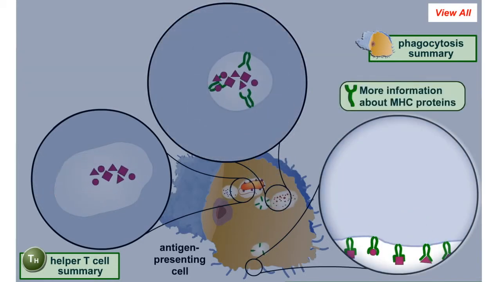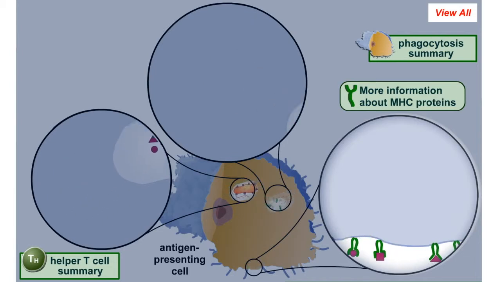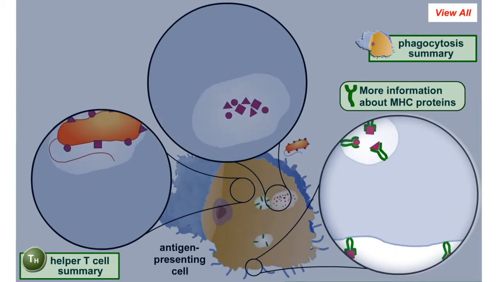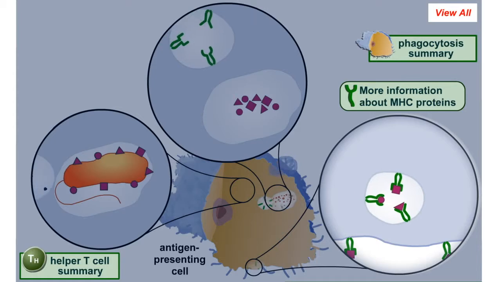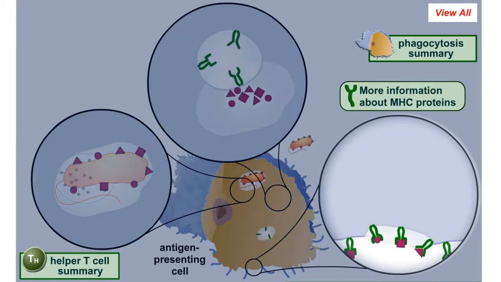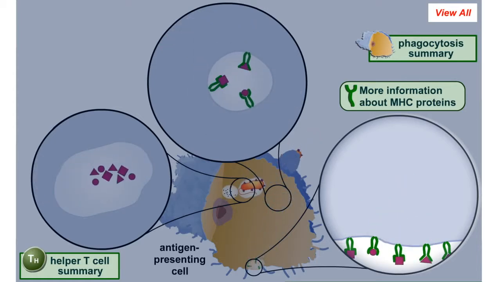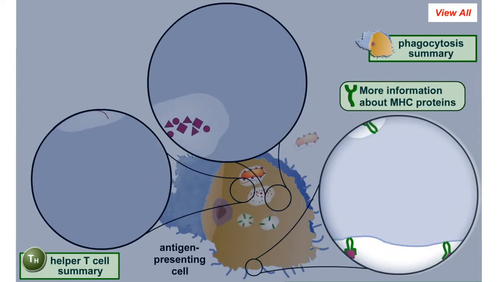MHC proteins are used to present antigenic determinants on the surface of the cell. The association of the antigenic determinants with specific MHC proteins signals immune cells that these antigenic determinants came from digested invaders.